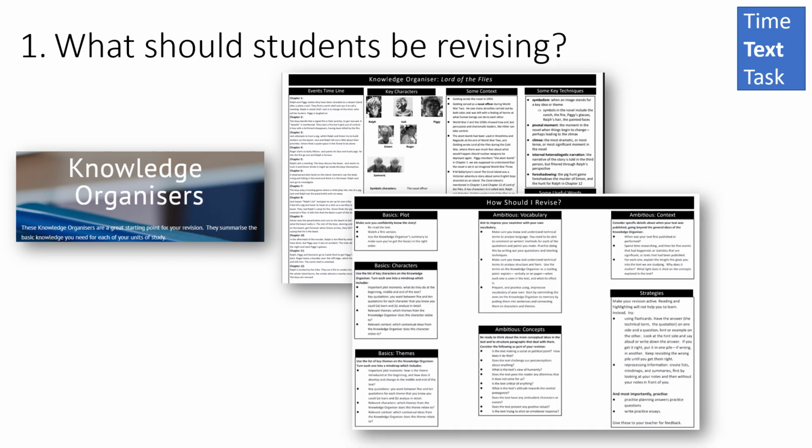On the reverse, there's advice about how to revise. On the left-hand side, there's the basics. So how do students know that they can be learning about plot and characters and themes? And then on the right-hand side, we've got more ambitious strategies about vocabulary, more impressive context, more impressive concepts. So the first thing students need to know are their texts.